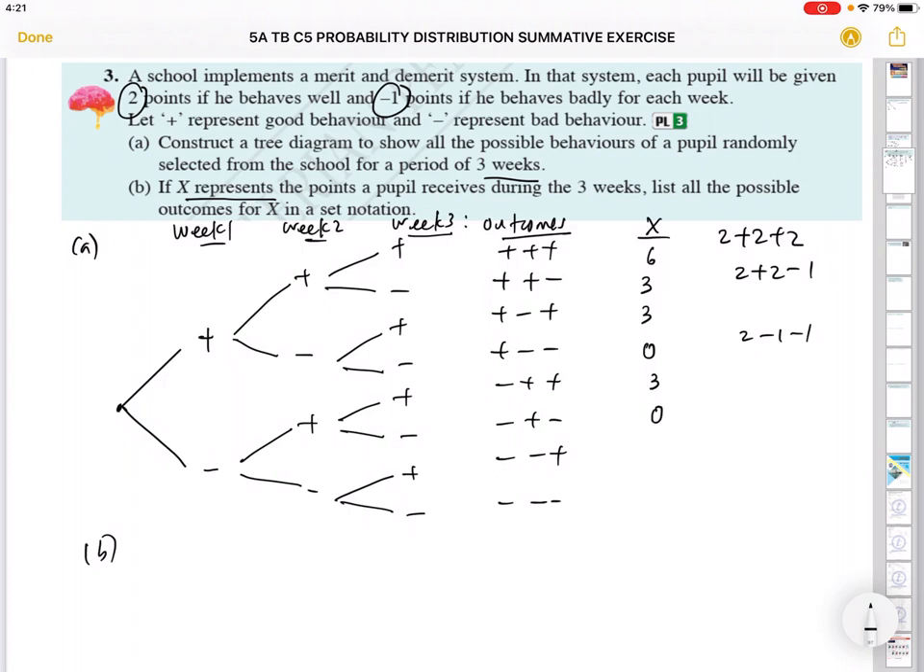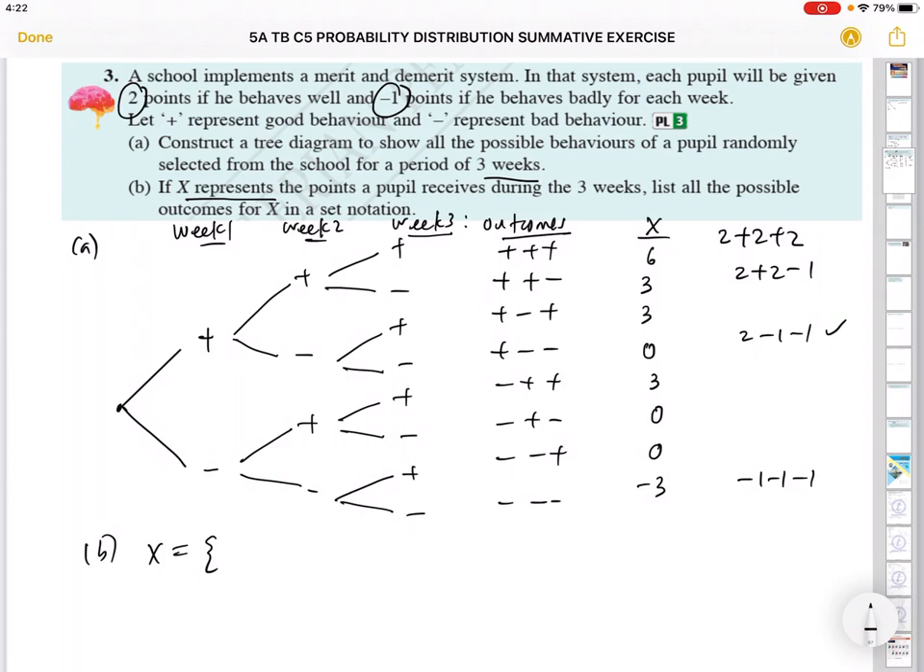So it's the same as this, 2 minus 1 minus 1. And the next one is minus minus plus, again the same, 0. Minus minus minus is minus 1 minus 1 minus 1, which is minus 3. Very bad behavior. All right, so here x can have a few outcomes.